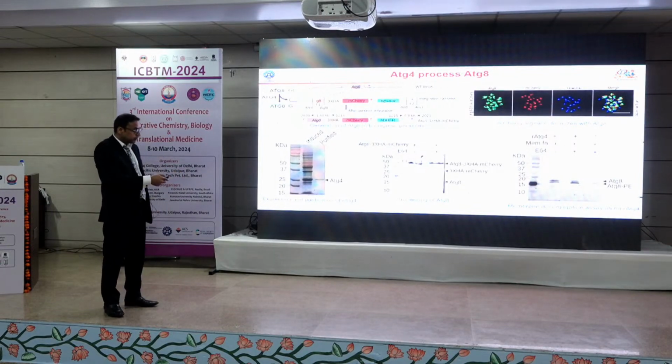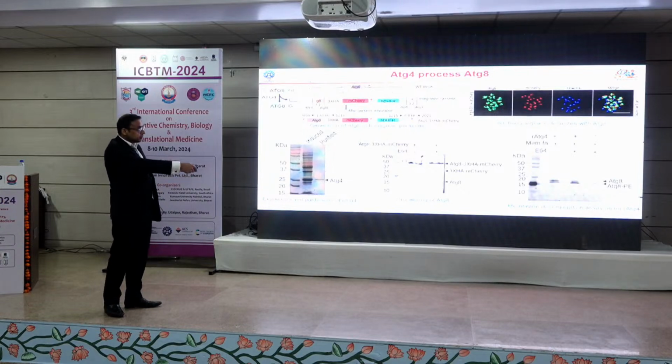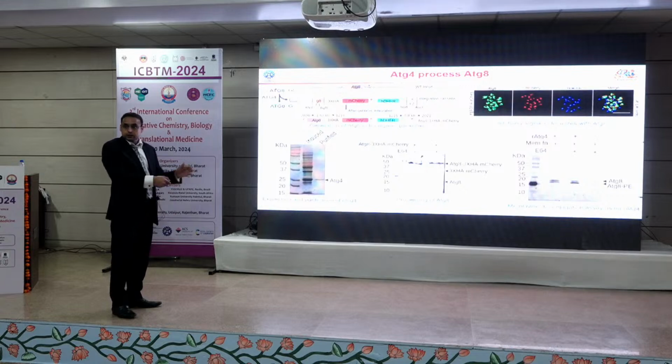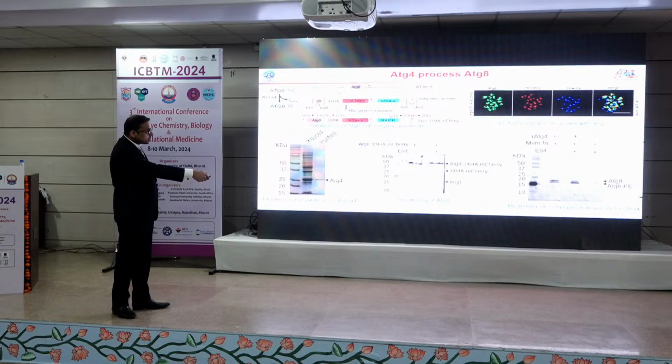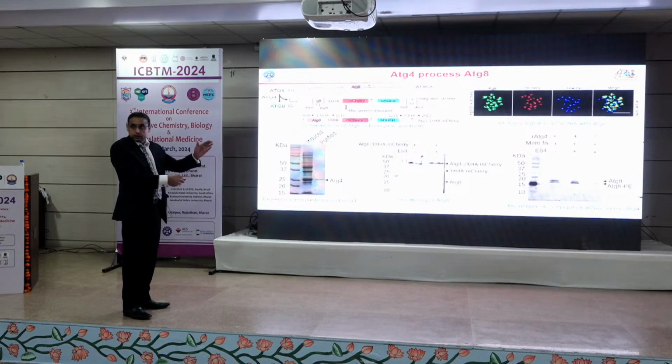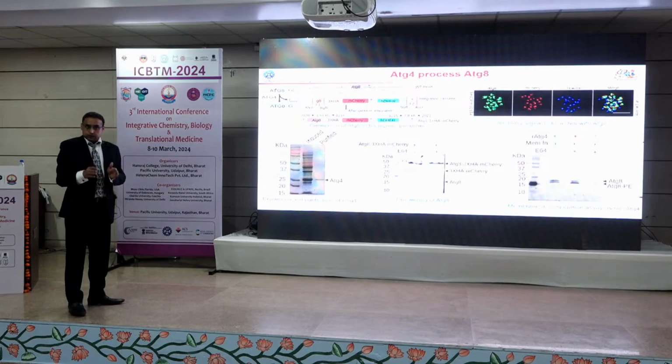For this, we purified the membranes from the blood stages, then incubated with the recombinant ATG4 in the presence and absence of the cysteine protease inhibitor E64. And we clearly show here that in the absence of the cysteine protease inhibitor, there is processing. However, when we put in this inhibitor, there is no processing. So the parasite possesses this activity of processing ATG8.